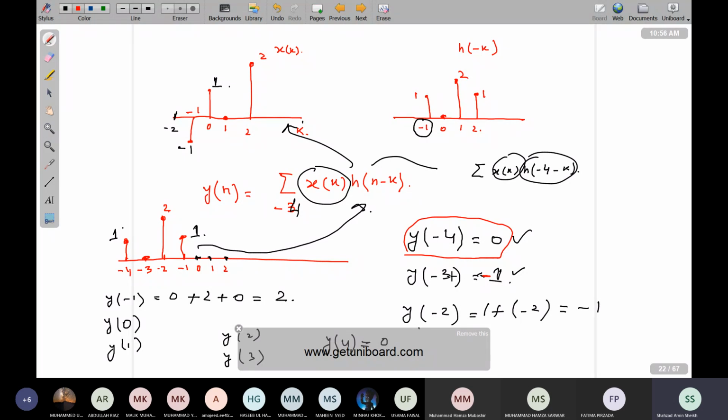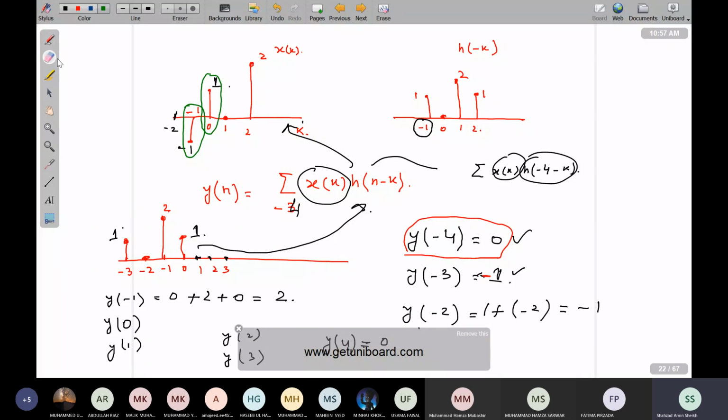We will bring it to -2. So when we bring it to -2, what will the situation be? This is -3, -2, -1, 0, 1, 2, 3. Now there are two samples which are overlapping. One is at 0 and the other one is at -1. At 0, 1 into 1 is 1, plus 2 into -1, which is -2. So 1 plus -2 is equal to -1.